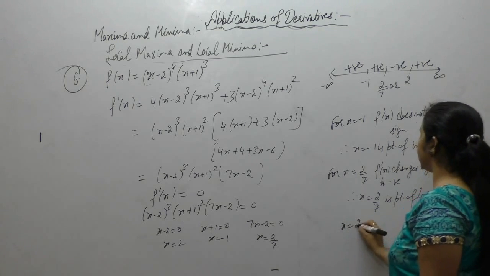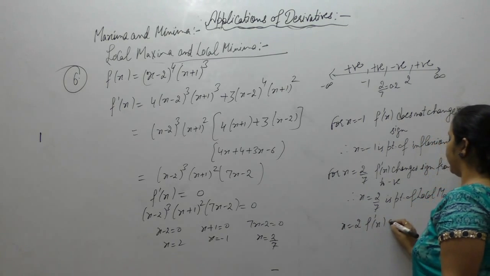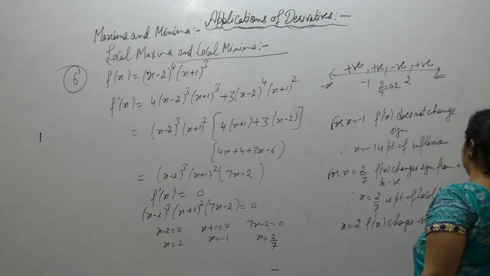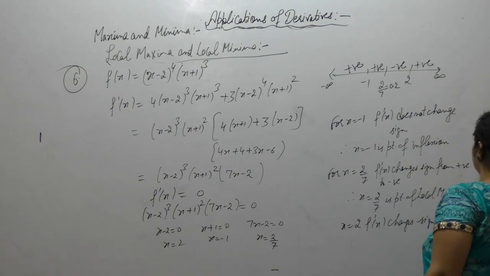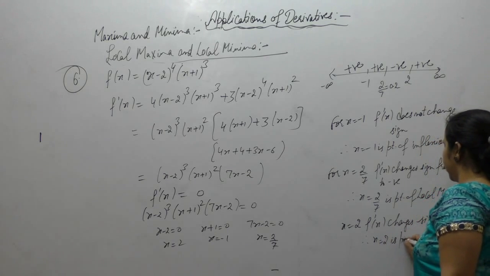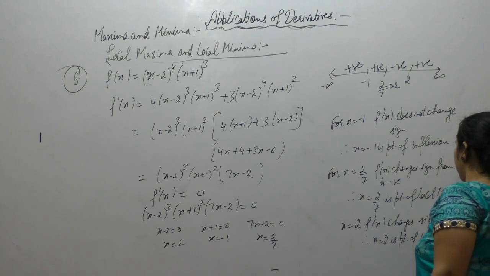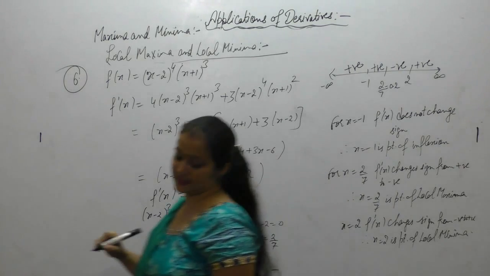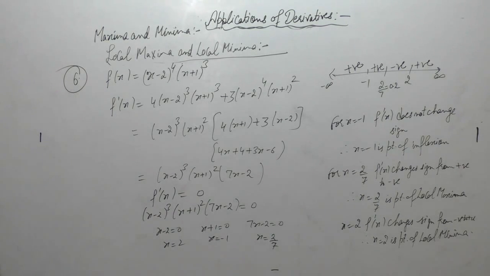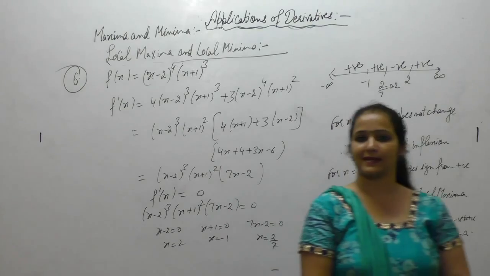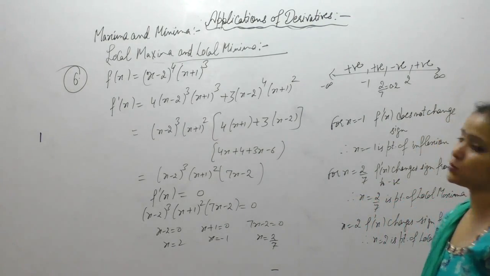For x equals 2, f dash x changes sign from negative to positive. Therefore, x equals 2 is the point of local minima. X equals 2 is the point of local minima. X equals 2 by 7 is the point of local maxima. And minus 1 is the point of inflection.